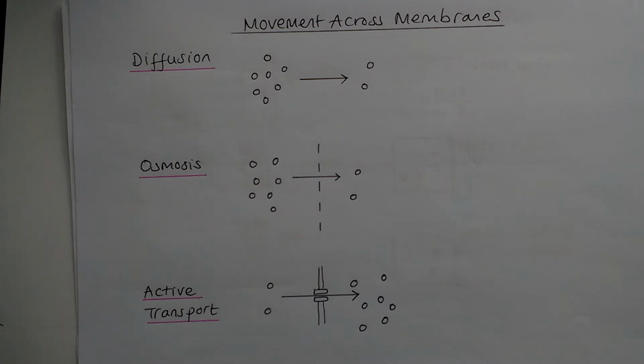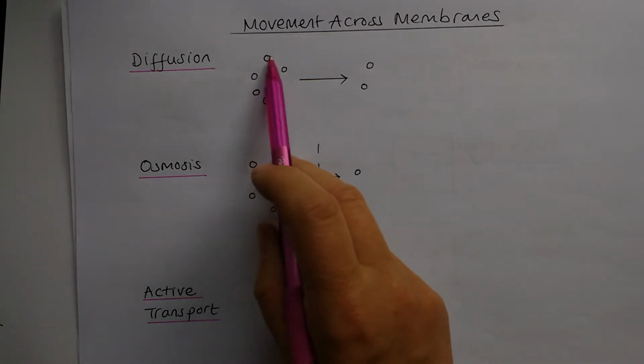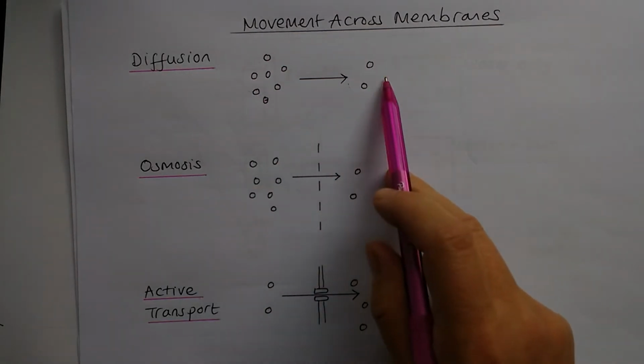Okay, so this one, I've only got a couple left, is movement across membranes. And really this is just to summarise what you've just been doing. So we have 3 types of movement across membranes. Diffusion, and here I've drawn more particles and fewer particles.